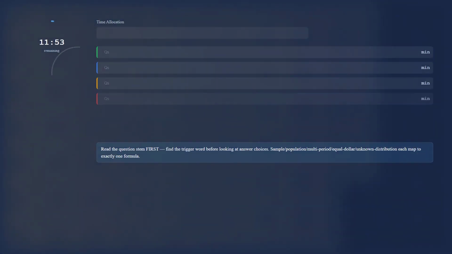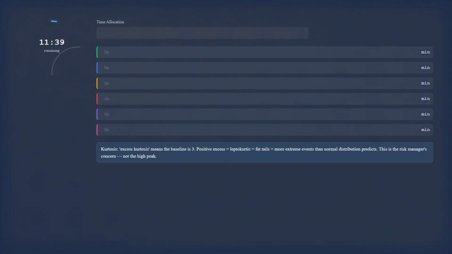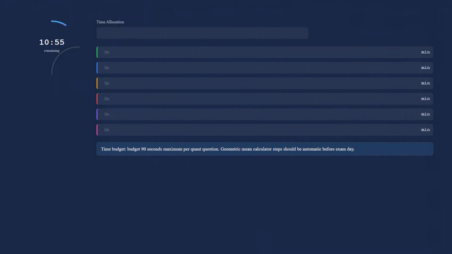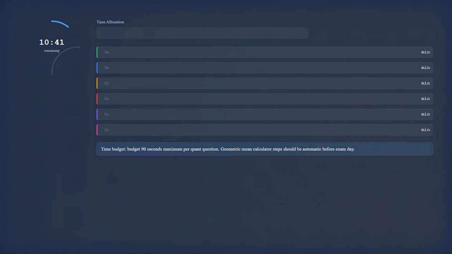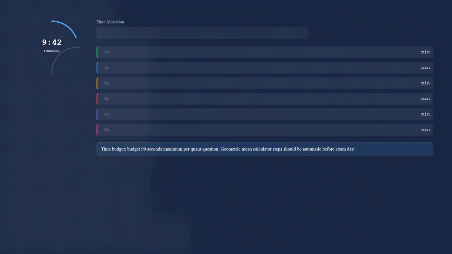Six steps for every descriptive statistics question on exam day. Step 1, read the question stem before anything else. Locate the trigger word. Sample, population, multi-period, $, unknown distribution. That word determines your formula.